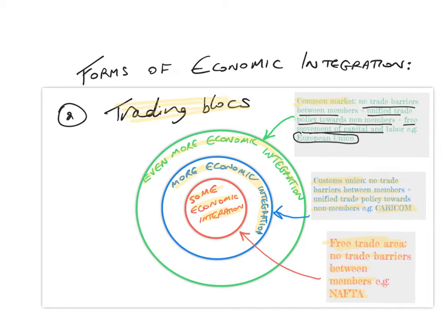If you are a citizen of Germany, you can pack up and move and find a job in France without there being any problem. There's free movement of labor. There's also free movement of capital. The member countries have no trade barriers, and they all have a unified trade policy towards non-members. That's a common market. So as you can see, as you move from the inner circle to the outer circle, the level of economic integration increases.